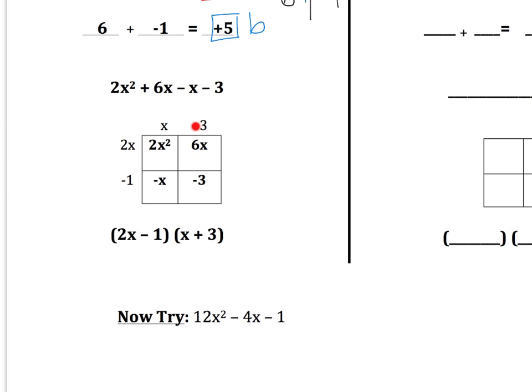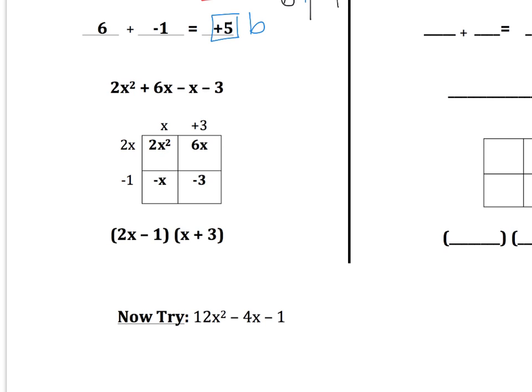Now how did I decide the sign of this 3 is going to be a positive? Because this 6x is positive, so this is positive. Now let's move on to the rows, the two rows. Now I look at those two, and I try to figure out what's in common. I put it on the left. Again, I look at those two and decide what's in common, and I put it on the left.